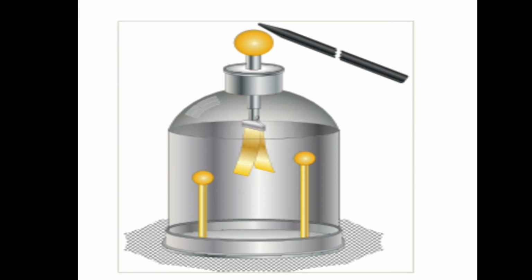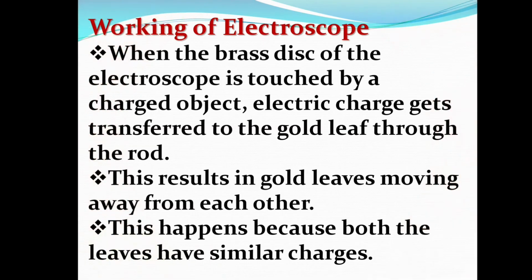Let us discuss the working of the electroscope. When the brass disc of the electroscope is touched by a charged object, the electric charge gets transferred to the gold leaf through the rod. This results in the gold leaves moving away from each other. This happens because both the leaves have similar charge.